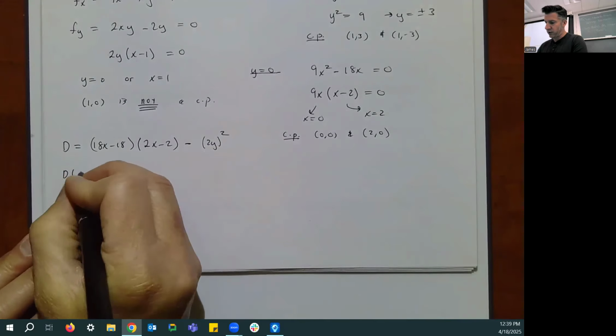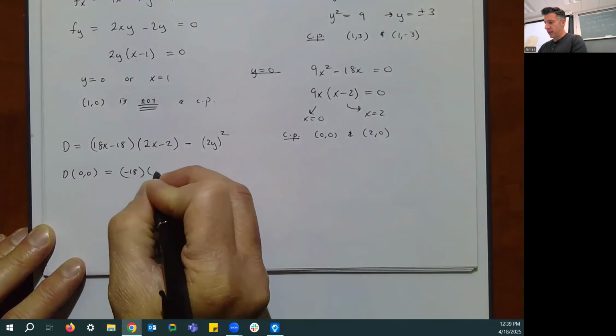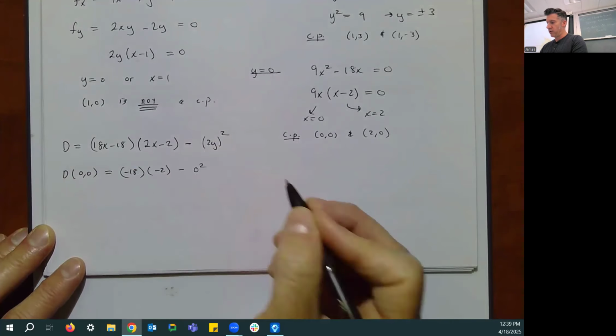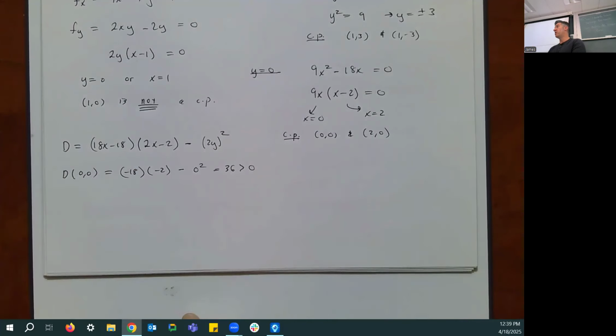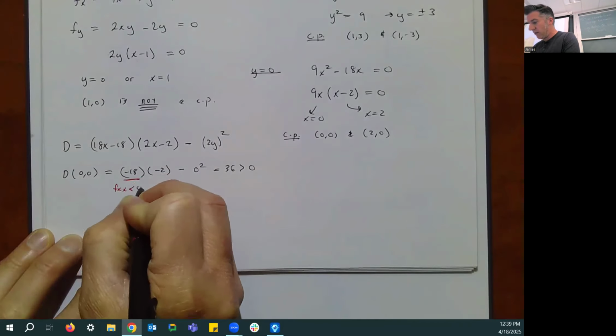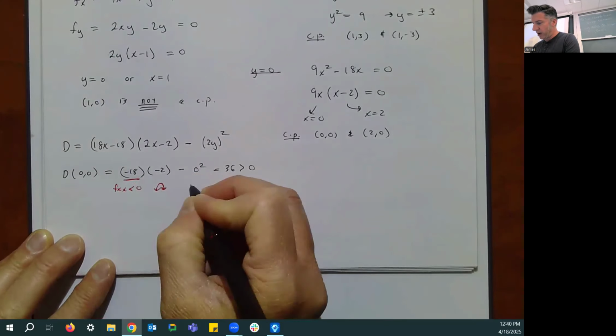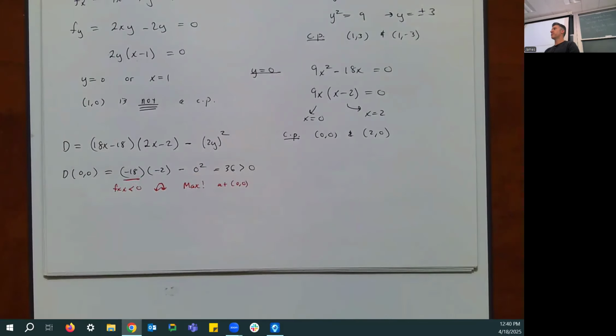So let's do 0, 0 first. Plug in 0 for x and 0 for y. Look what I get. I get negative 18 times negative 2 minus 0 squared, which is going to be positive 36. Or you can just say it's positive, right? You don't actually have to write the number. So it's positive, which means we have to do more work, right? It's either going to be a what or a what? Max or a min. Can't be a saddle. Max or a min. So then we look back at either fxx or fyy. Oh, look, our fxx is negative. So we're concave down. So we have a maximum at 0, 0.